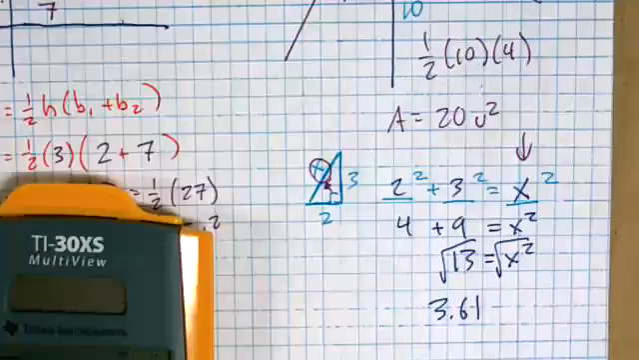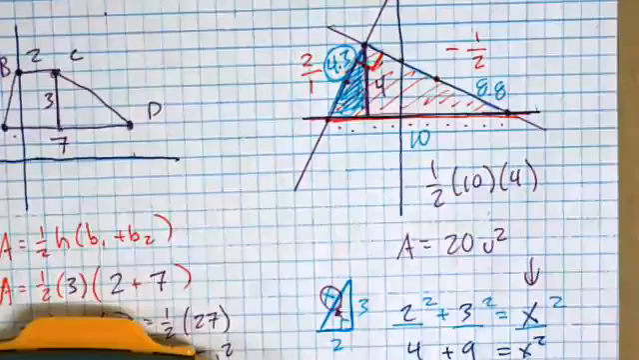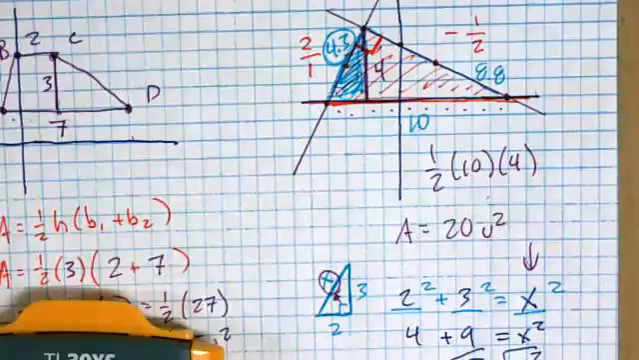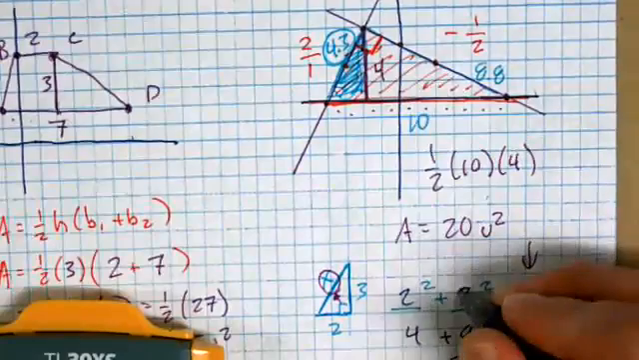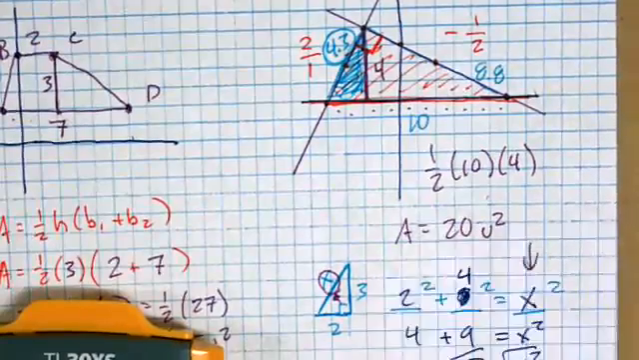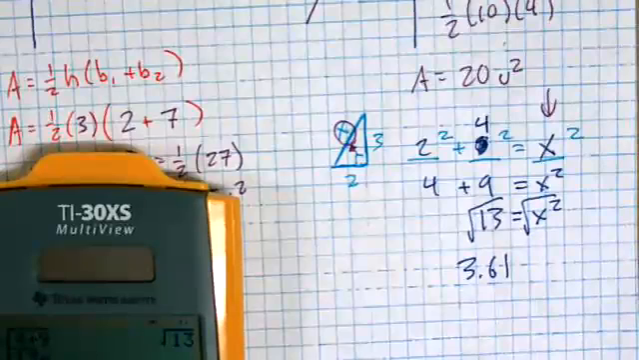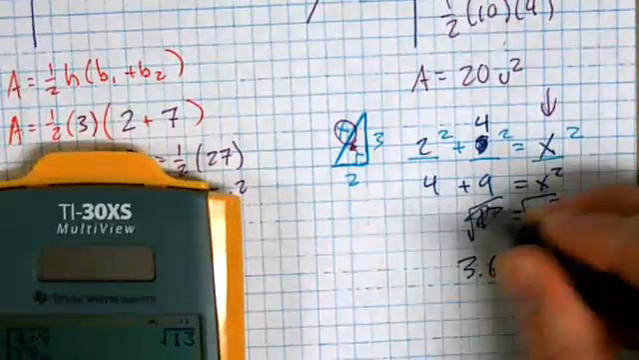Oh my gosh, I counted wrong, didn't I? I told you to be accurate. This isn't a height of 3, it's a height of 4. All right, let's fix this. My bad. If you got 3.61, you used my faulty information. My apologies. Let's fix it.